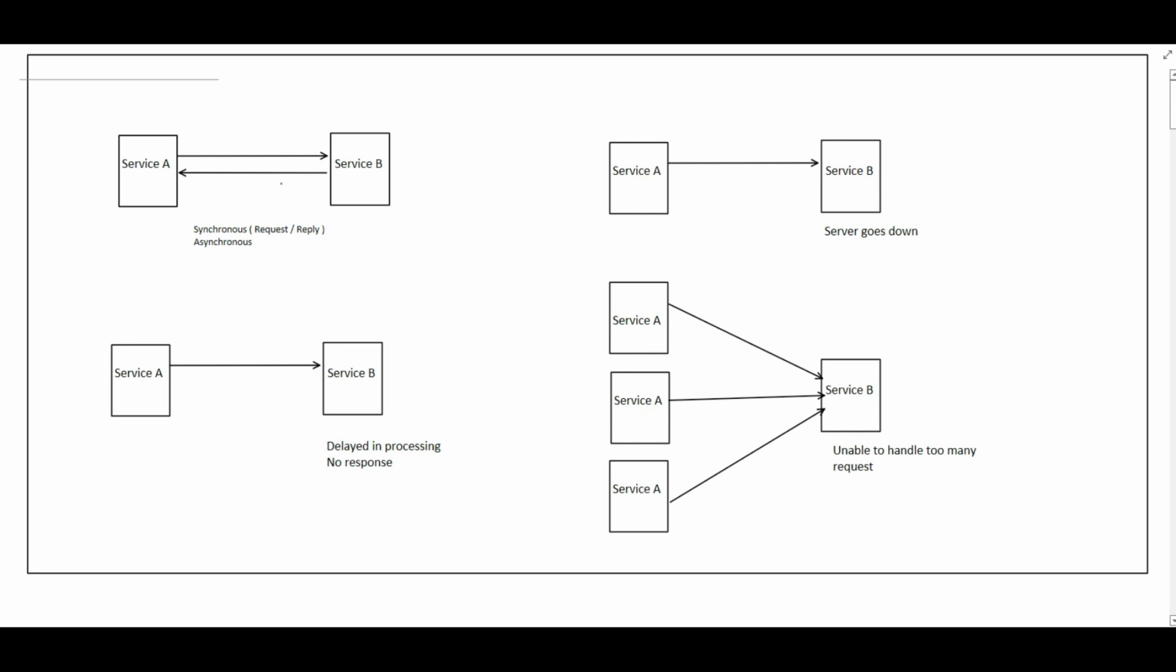If service A wants to communicate with service B, it can use two approaches. First one is a synchronous request reply. It means service A is requesting service B and it is giving a response back to service A. Then it is fine, right?